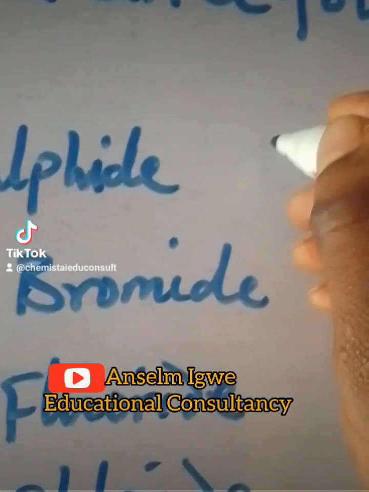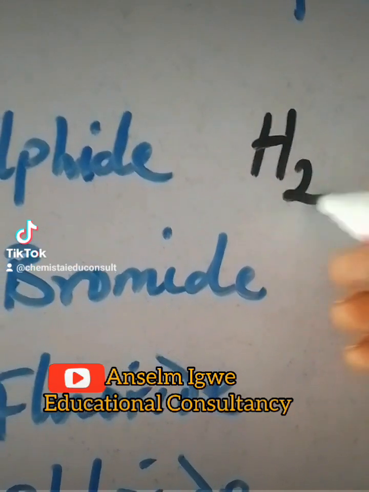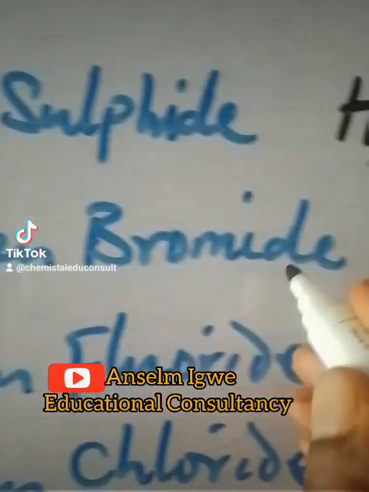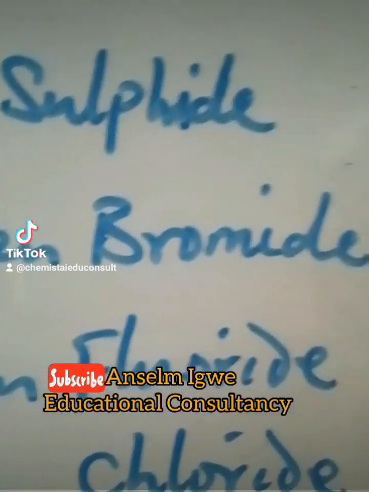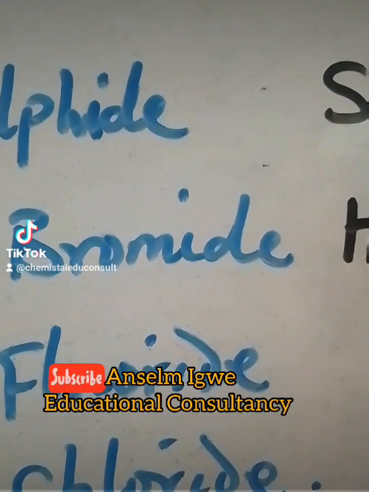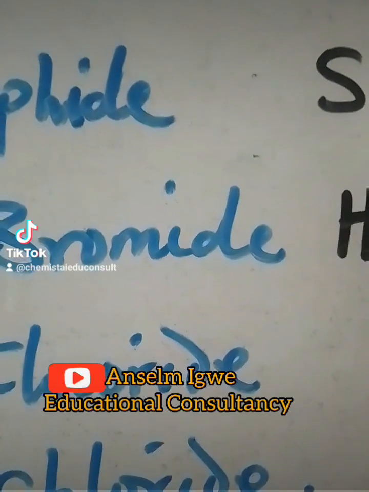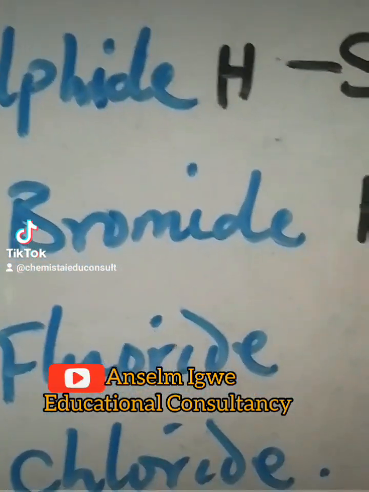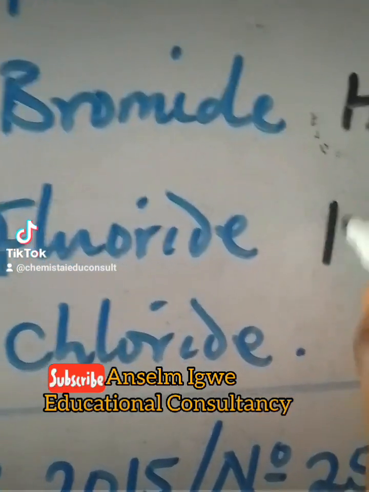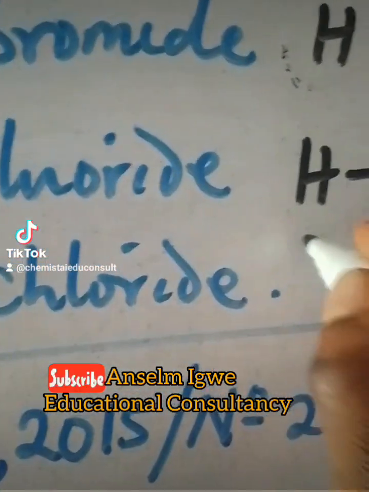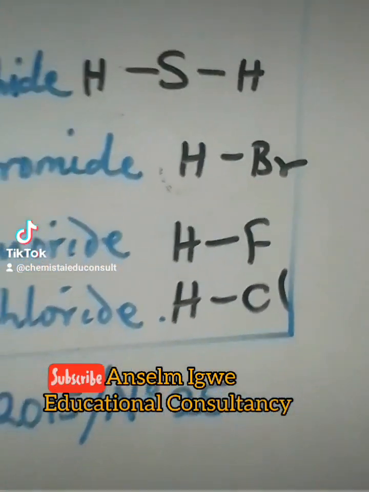First, hydrogen sulfide is H2S. Hydrogen bromide is HBr. Okay, let me just represent it well. This is hydrogen sulfide. This is hydrogen bromide. This is hydrogen fluoride, and this is hydrogen chloride.